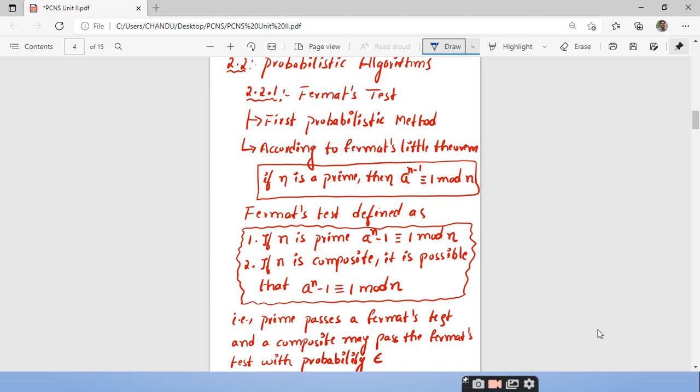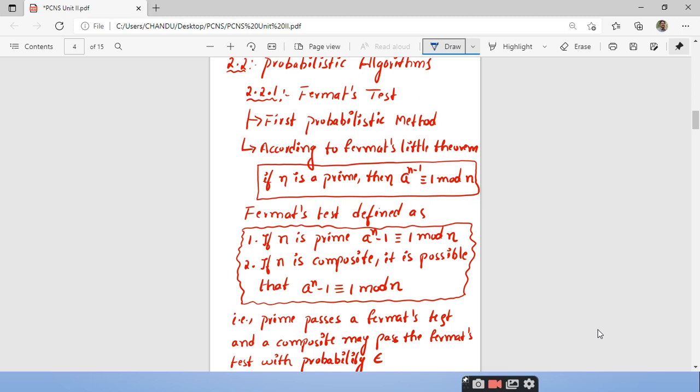Yes, sir. So the second part which we are going to discuss is the probabilistic algorithm, where we are going to discuss the Fermat's test. The Fermat's test is the first probabilistic method we are going to discuss. In the last session, we discussed a formula for Fermat's little theorem. So what is that formula?